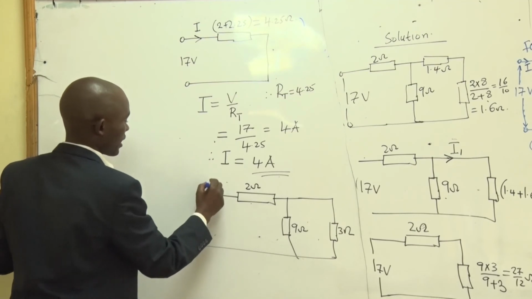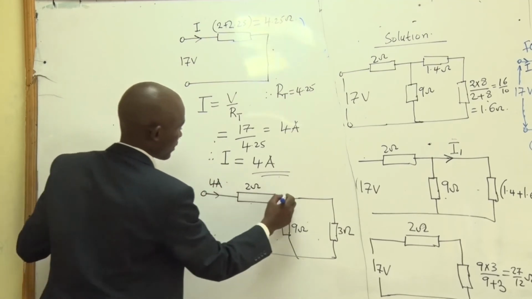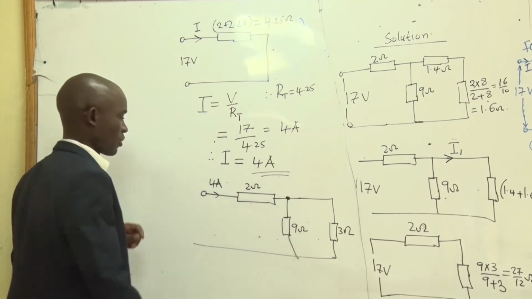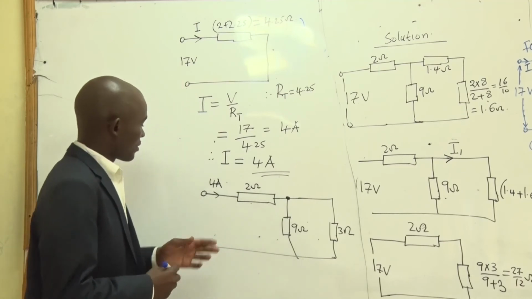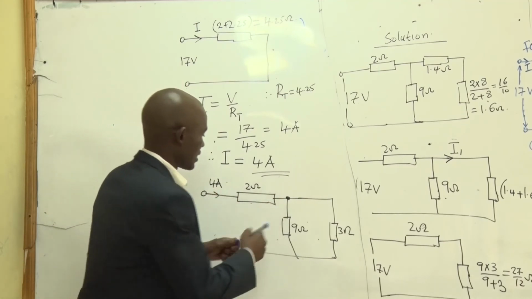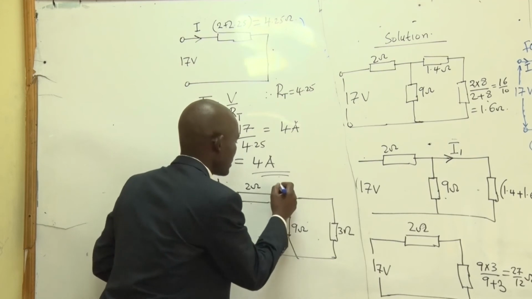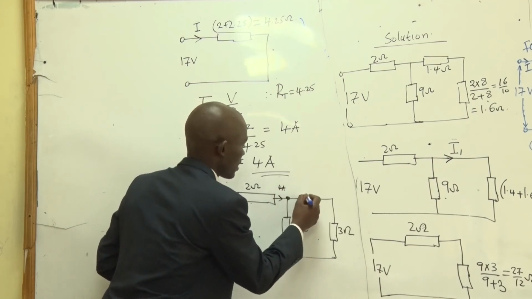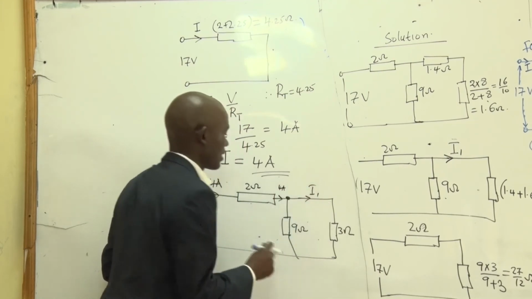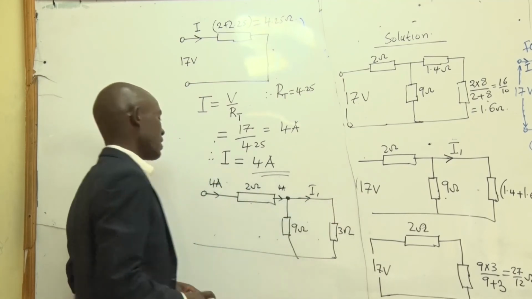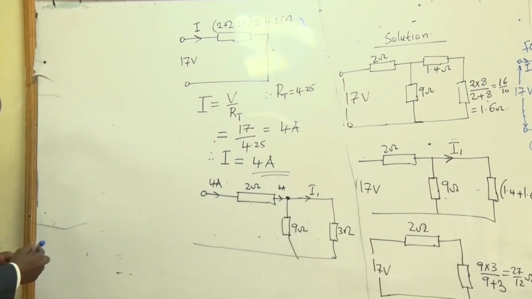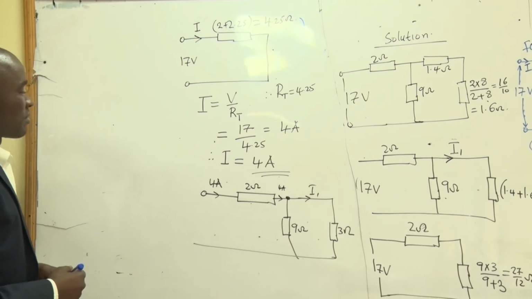I've said the total current flowing is 4 amperes. This current is going to approach this junction, so these 4 amperes will be flowing until this point. So still, this is 4 amperes. But we have said I1 is the current that is flowing after the branch 9. So how do you get that? You're going to use the current divider rule.